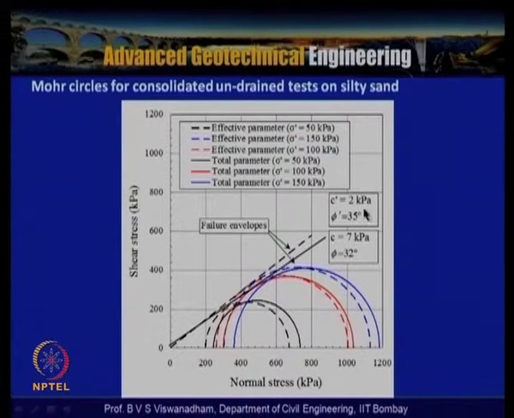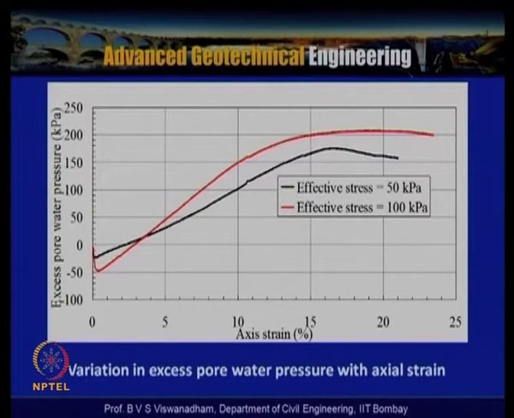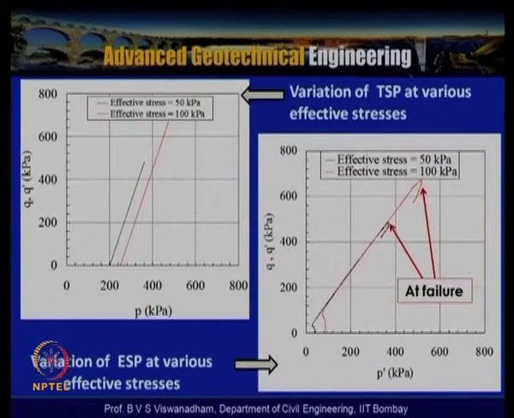So these are the drained parameters, and this is an example of a consolidated undrained triaxial test on a fine sand having a maximum void ratio of 0.778 and a minimum void ratio of 0.54, and the void ratio after the consolidation stage is of very dense nature. Deviator stress versus axial strain is shown for 2 different cell pressures, 50 and 100 kilopascals, and this is the pore water pressure. Here you can see that because of the dense sand, the pore water pressure variation is negative. Then these are the typical stress paths.